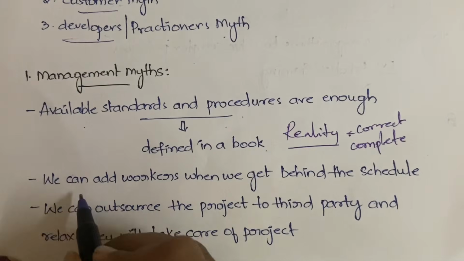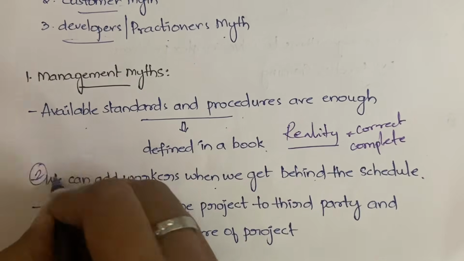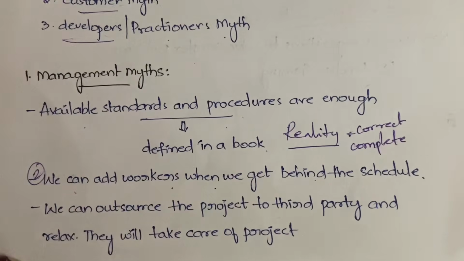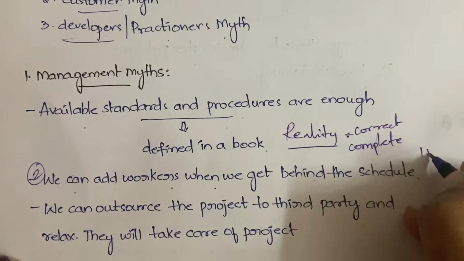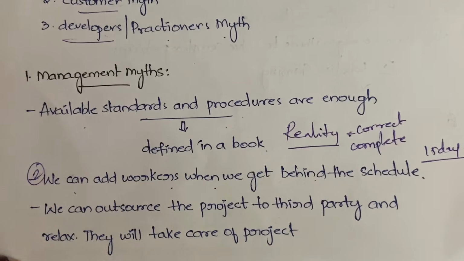Okay, next is: we can add workers when we get behind the schedule. This is myth number 2. Whenever we are getting behind the schedule, suppose we are supposed to complete a project in 15 days, but we are not able to do so. 10 days have completed and we came to know that with the available staff we cannot complete the remaining part of the project, and then on the 11th day you add some people. That will be enough is what management will be thinking.